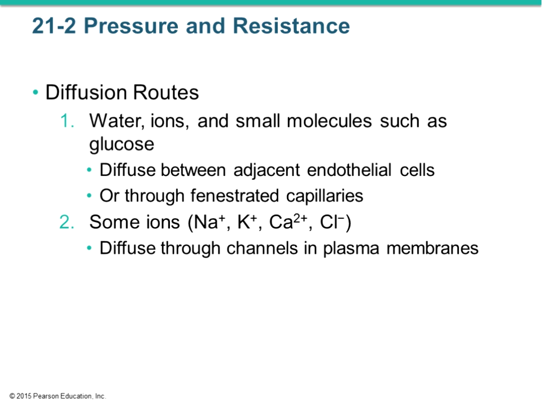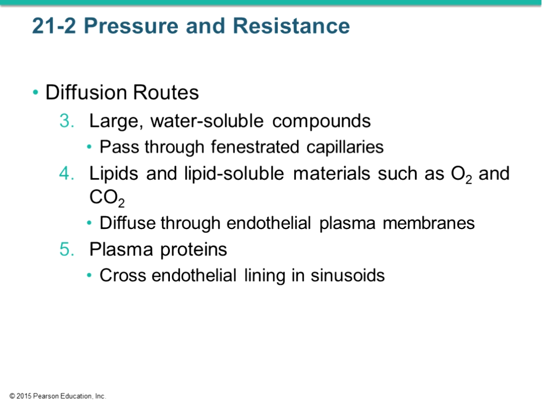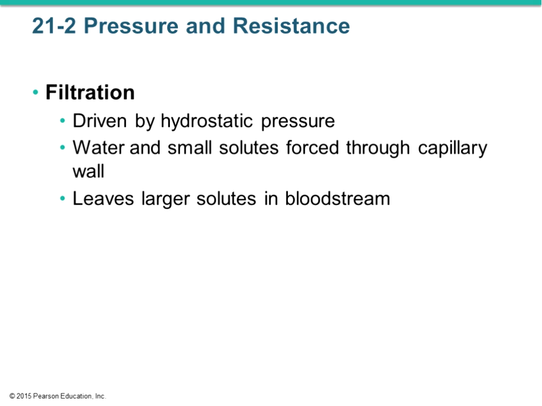Diffusion routes, as I said: water, ions, and glucose diffuse between these endothelial cells. Some ions can also diffuse through plasma membranes. Lipid-soluble materials like oxygen and CO2 diffuse through those plasma membranes as well. Plasma proteins can only diffuse through sinusoidal components. Larger components have to go through fenestrated capillaries. So there are different ways that these components can diffuse and get to their target.